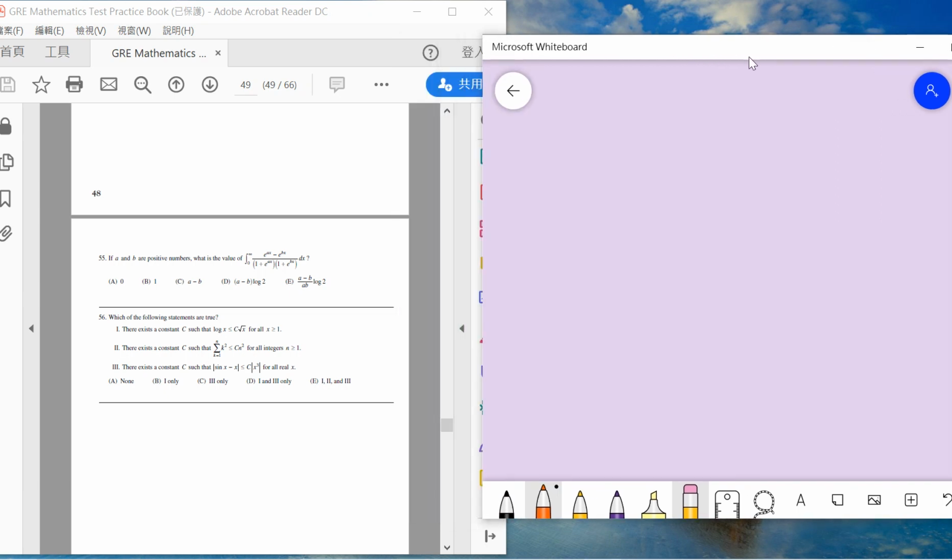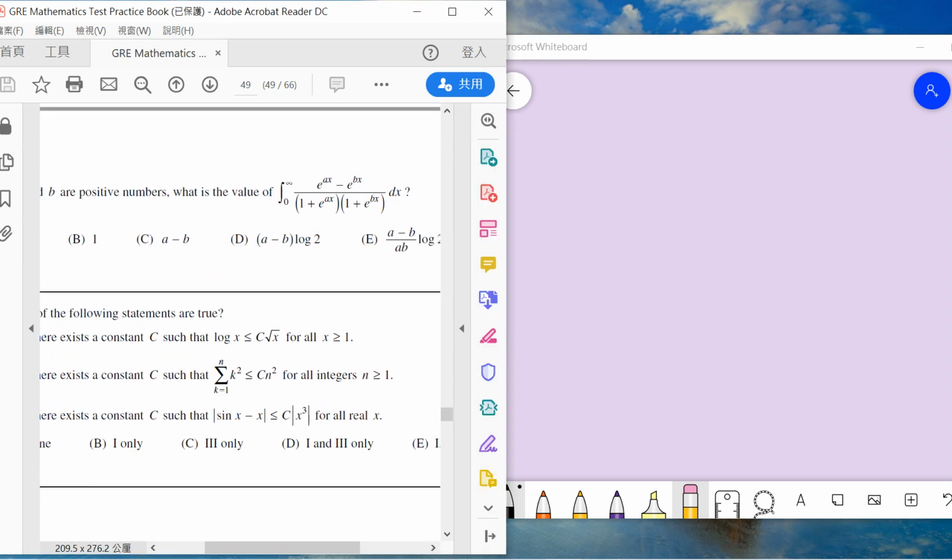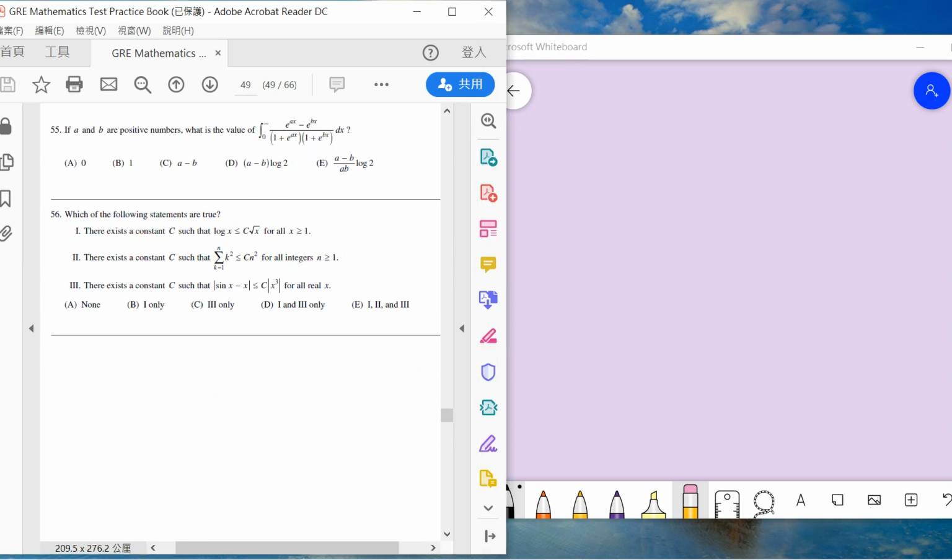Let's keep solving the math GRE subject test, problem 56. Okay, so the first statement: there exists a c such that log x is smaller than c times the square root of x.